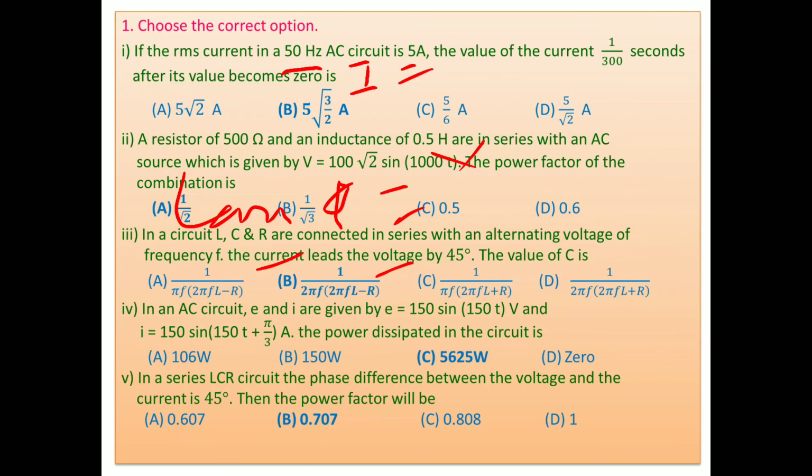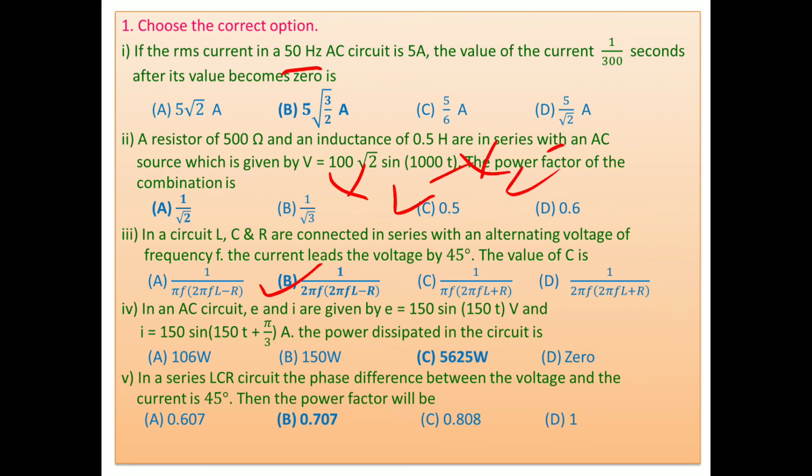When current leads the voltage, this circuit is capacitance dominated, and in a capacitance dominant circuit you get XC minus XL equal to R, and when we take it, none of the answers is there. But for this answer, your XL minus XC should be equal to R, and this is the answer. Thereafter you get it. XL is taken as 2 pi FL, XC is taken as 1 upon omega C, and thereafter you get it.